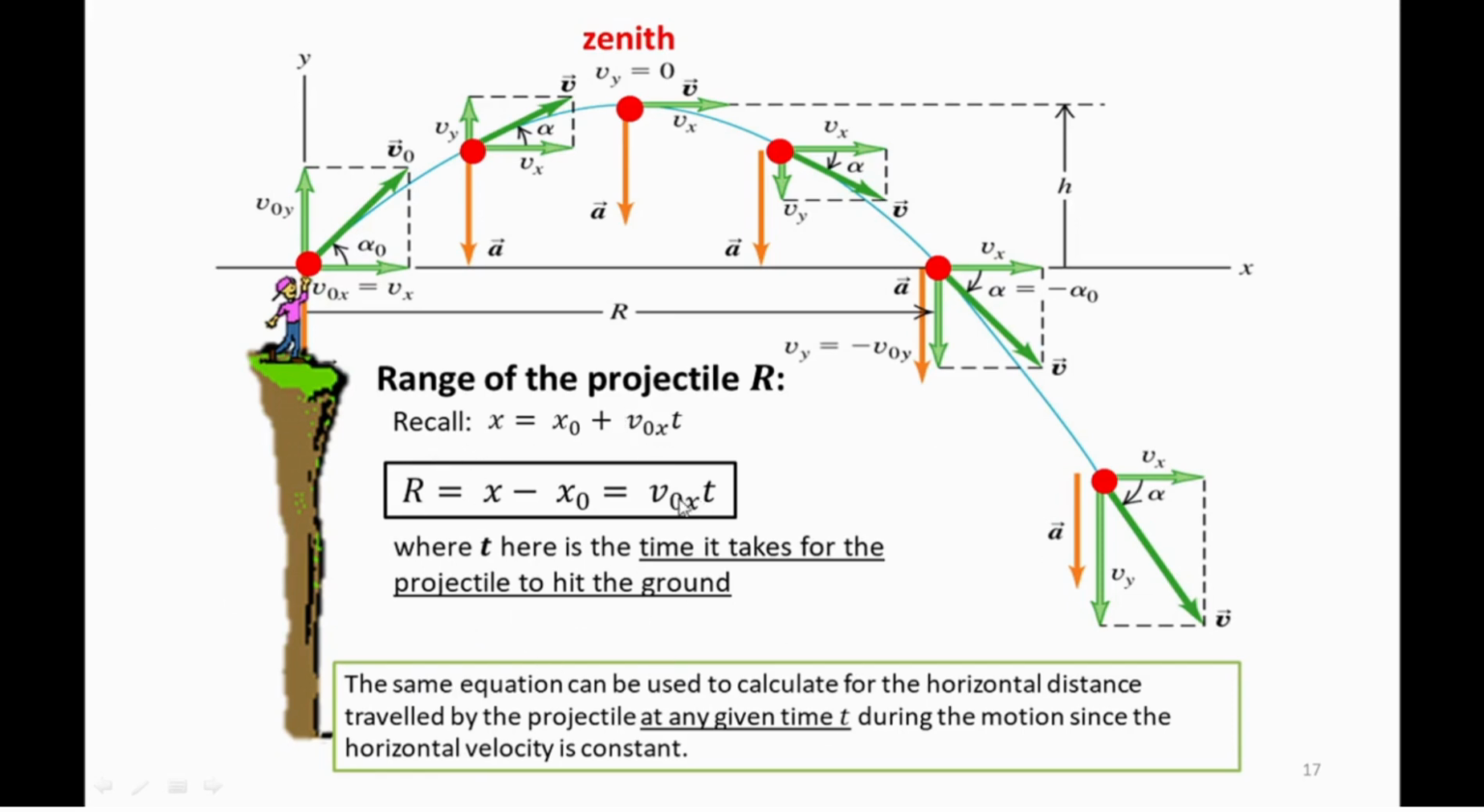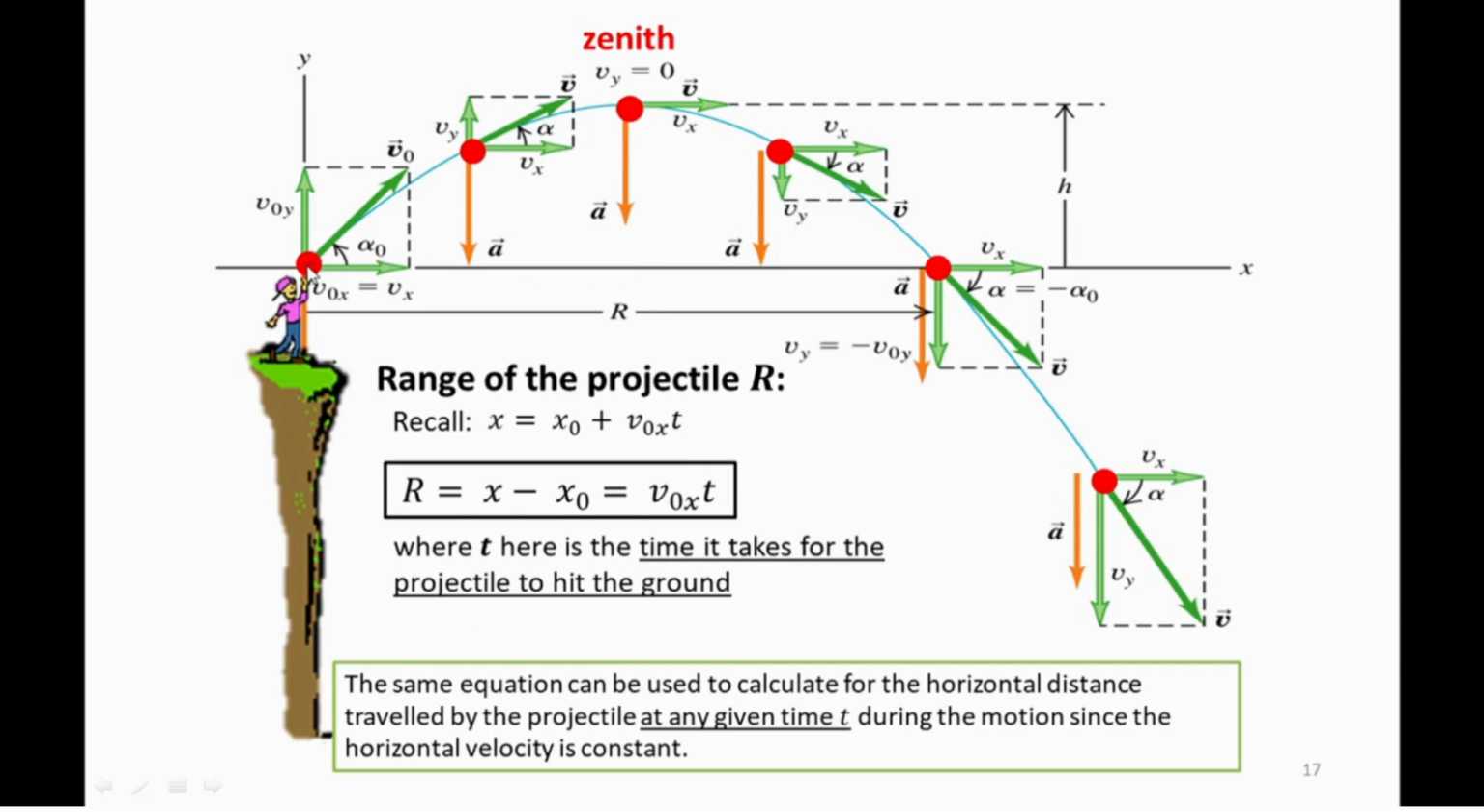Say for example, you wanted to calculate the distance traveled by the ball from this point of the projectile towards that. So you wanted to calculate this length here from this to this. So all you have to do is to use this equation where the range, which is equal to the final x position minus the initial x position, is just equal to the x component of your initial velocity times the time it takes for the ball to reach this position from release.